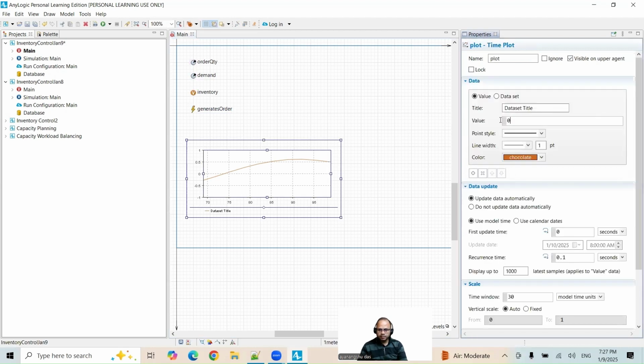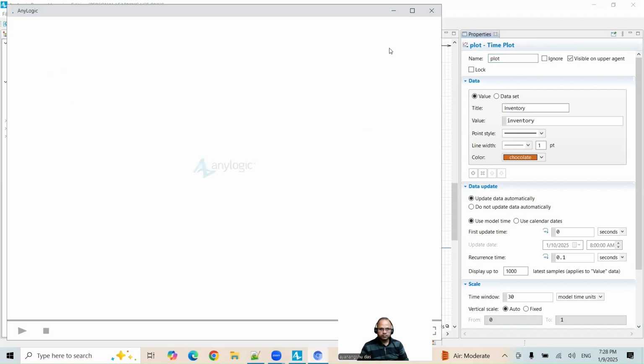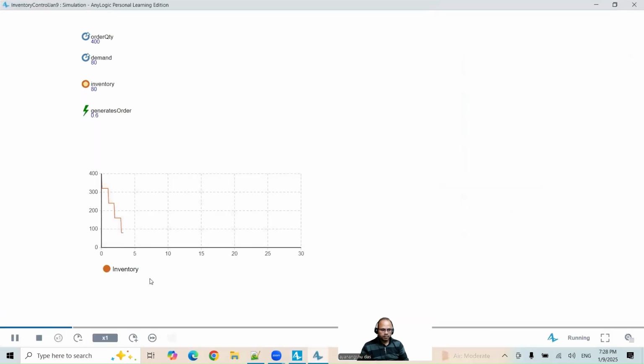We will bind this chart with the variable of inventory that we have declared, and we'll name this chart. I think we can run the simulation and see the output. What we see here is that as soon as the inventory falls below a certain threshold, it is replenished by a fixed order quantity.